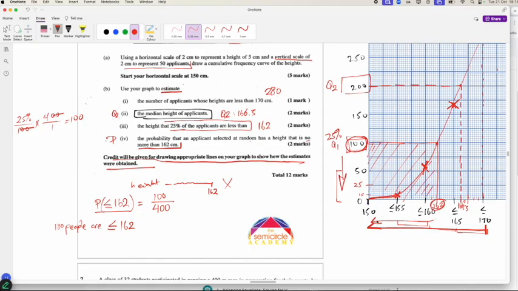So the probability of less than 162 is 100 people over the total amount of people, which is 400 people. And so the probability is 1 in 4.